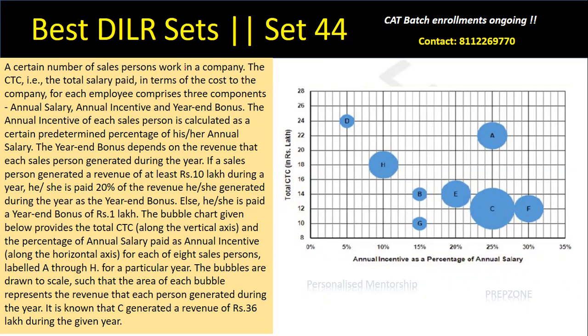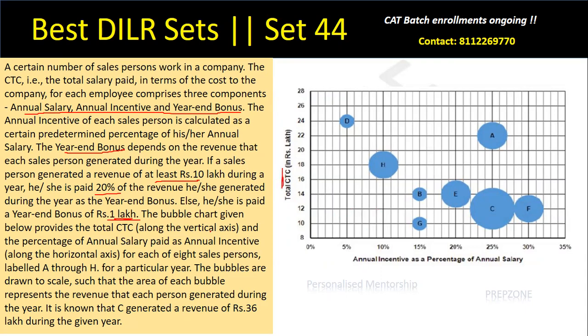So a certain number of salespersons work in a company. The CTC, which is cost to company, comprises 3 components: annual salary, annual incentive, and year-end bonus. The annual incentive of each salesperson is calculated as a certain predetermined percentage. The year-end bonus depends on the revenue that each salesperson generated during the year. If a salesperson generated a revenue of at least 10 lakhs during a year, then he is paid 20%. Otherwise, he is paid rupees 1 lakh.